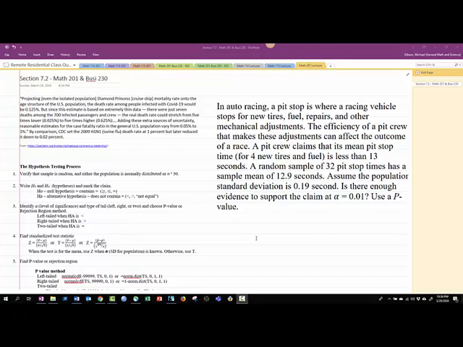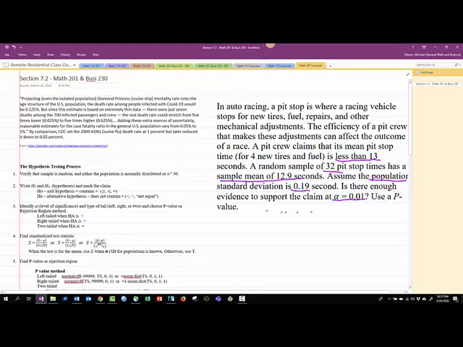All right, in auto racing, a pit stop is where a racing vehicle stops for new tires, fuel, repairs, and other mechanical adjustments. The efficiency of a pit crew that makes these adjustments can affect the outcome of a race. A pit crew claims that its mean pit stop time is less than 13 seconds. All right, so there's the claim: less than 13 seconds. A random sample of 32 pit stop times has a sample mean of 12.9. It says assume the population standard deviation is 0.19 and alpha equals 0.01.